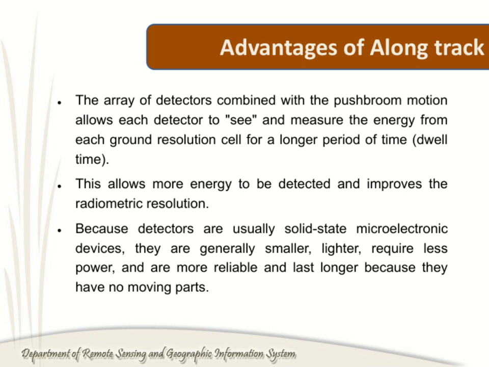Another important point is that these detectors are usually solid-state microelectronic devices. Because of that, they tend to be smaller, lighter, and require less power compared to other systems. Plus, since they have no moving parts, they are generally more reliable and tend to last longer. All of these factors make along-track systems highly efficient and robust, fitting well into our overall goal of achieving high-quality, reliable remote sensing data.